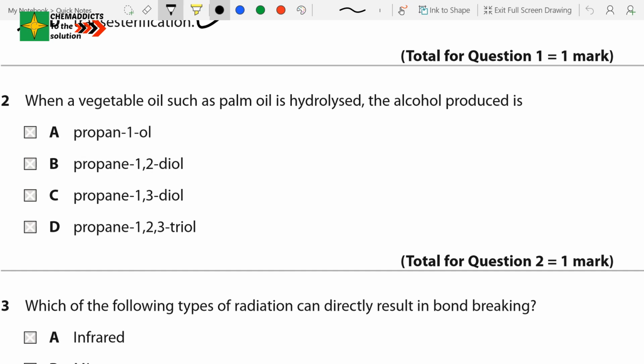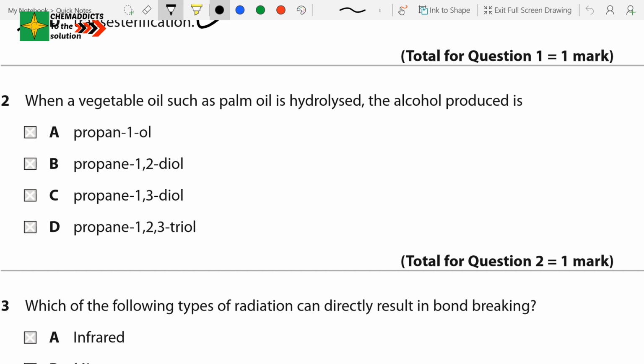So fellas, now we're gonna solve the second question, question number 2. So at first let us read the question. When vegetable oil such as palm oil is hydrolyzed, the alcohol produced is which one? So which alcohol should be produced?